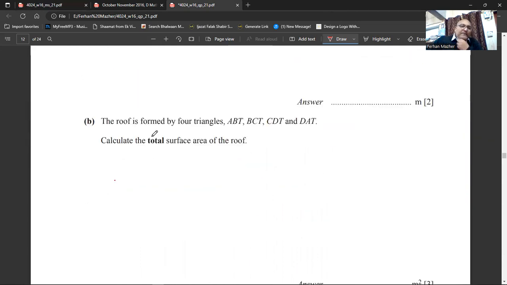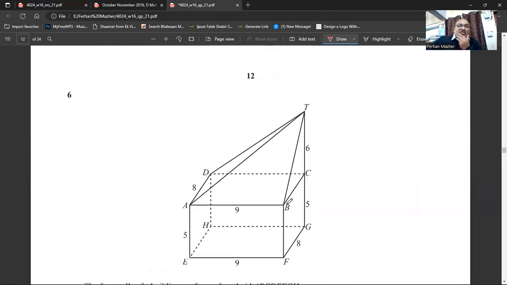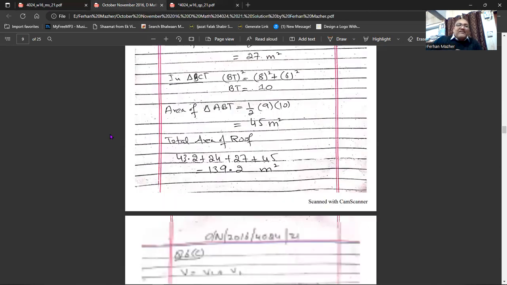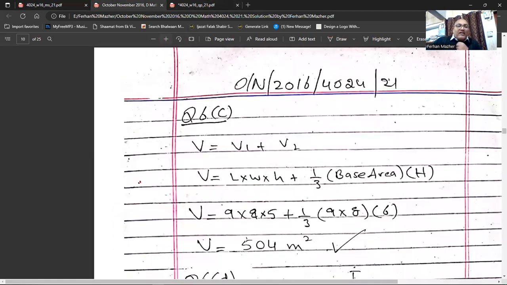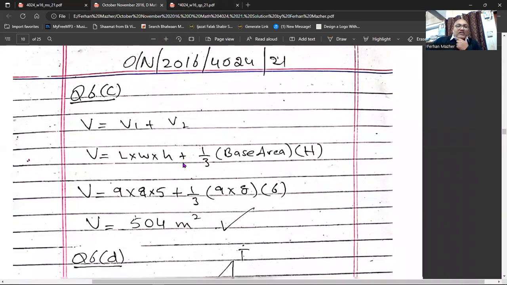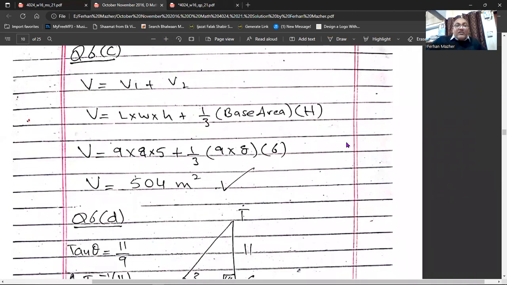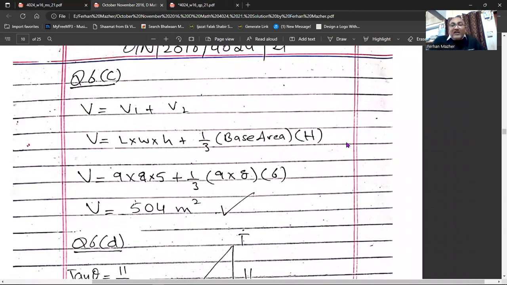So for this building, I will calculate the volume of this cuboid, and I will find out the volume of this pyramid. I will add both the volumes, and that will give me the total volume of the whole solid. Question number 6C part: volume of the whole solid will be equal to V1 plus V2. V1 is the volume of the cuboid, which is at the bottom, and V2 is the volume of that pyramid, which is at the top.